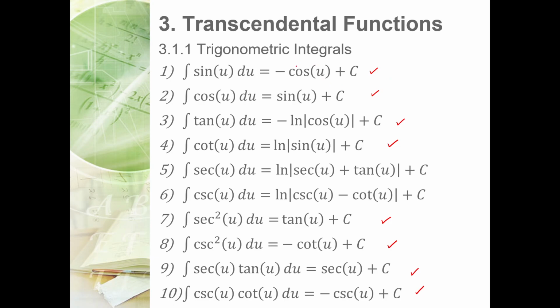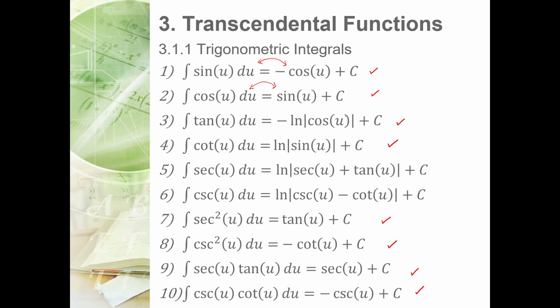So for example, you have the integral of sine u du, and the answer is negative cosine u plus c. When you take the derivative of this one, the derivative of cosine is negative sine, right? The negative sign is just for cosine. Same goes for sine: the derivative of sine is cosine. So they go back and forth, right, if you try to remember your derivatives. Same goes for the other formulas.